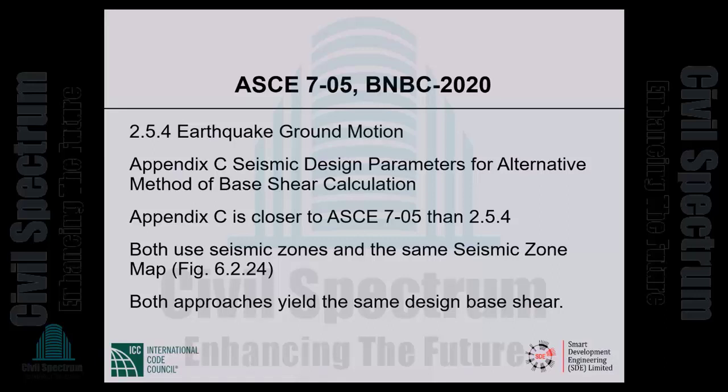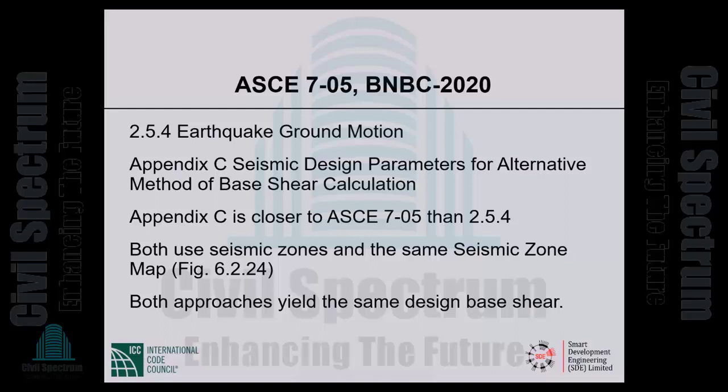The big difference is in ASCE 7-05, there are no seismic zones. There are contours of seismic design ground motion parameters, S sub S and S sub 1, as you will see.